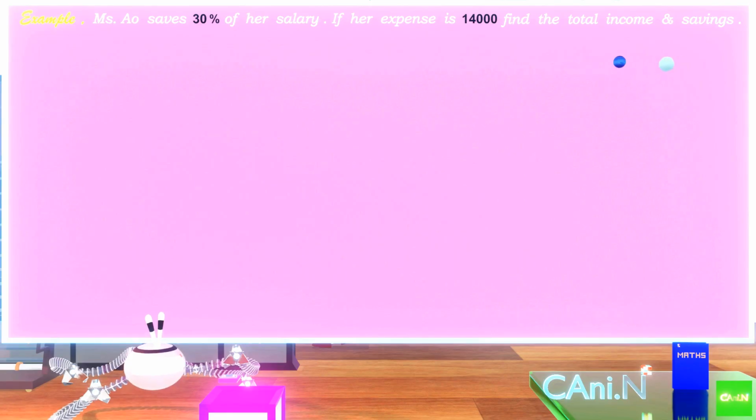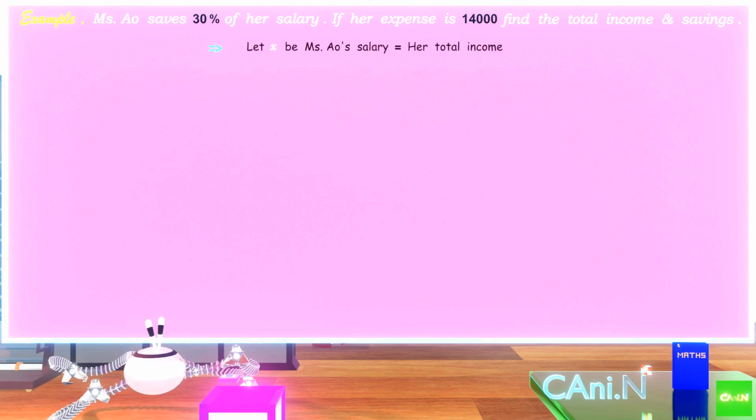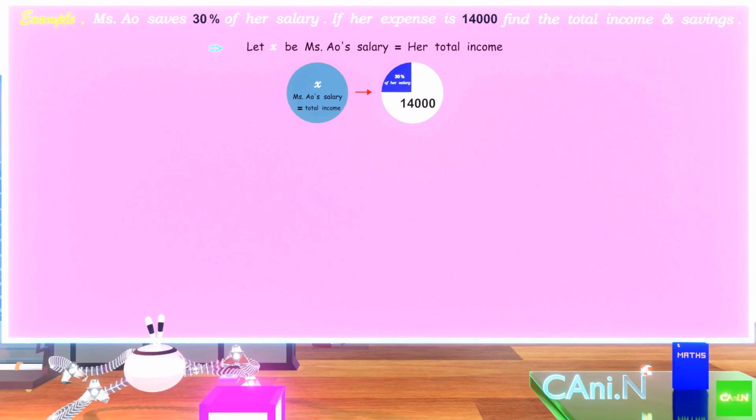Example. Miss Al saves 30% of her salary. If her expenses is 14,000, find the total income and savings. Let X be Miss Al's salary, which is her total income. Now, assume this circle represents Miss Al's salary, and she spends 14,000, which is represented by the white section. And she saves 30% of her salary, which is represented by the blue section.